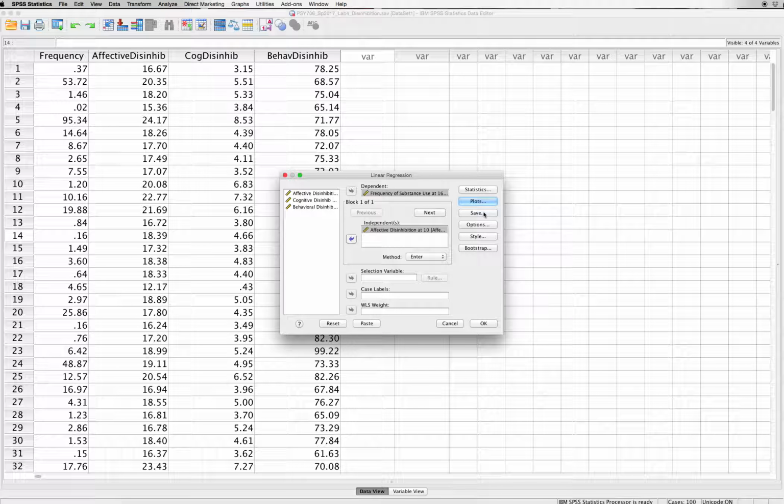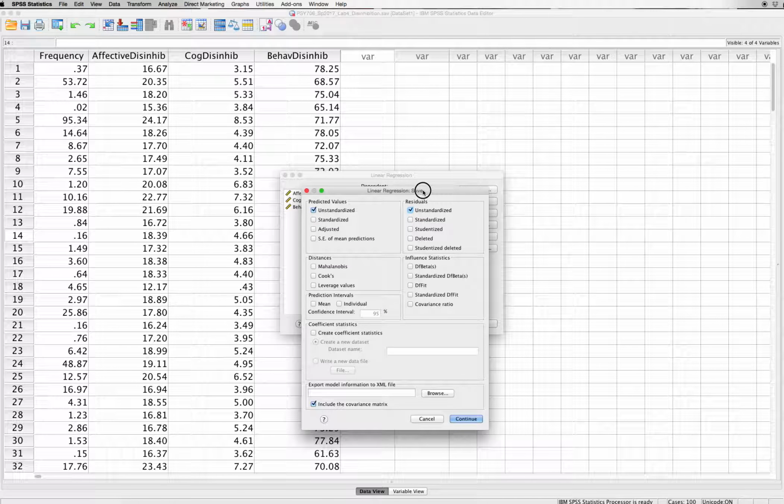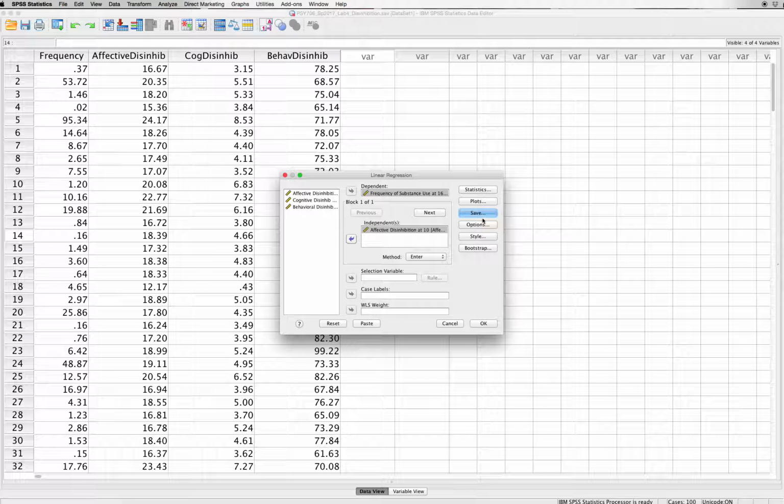We continue. You can also save the predicted values and residuals. If you click on that, this is going to create additional variables that give you the unstandardized predicted value and residual value for each of the cases. Again, this is helpful if you are trying to figure out outliers in your data. This is not necessary for our lab, but I want to tell you where those options are in case you want to run them in the future. We'll hit continue. We are not touching anything else, and we are going to hit OK.